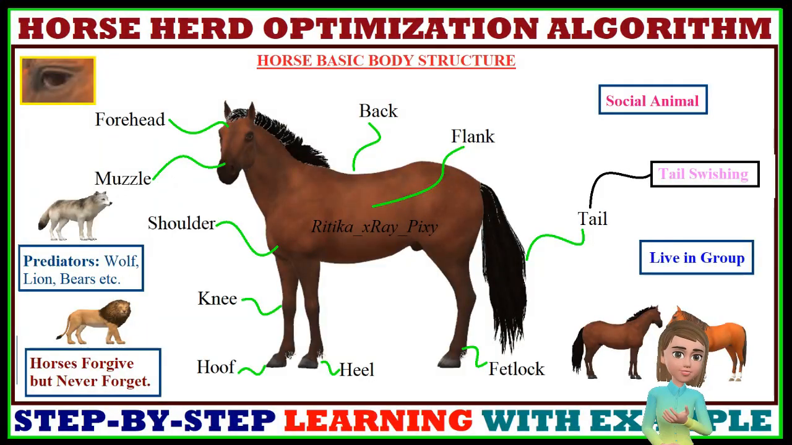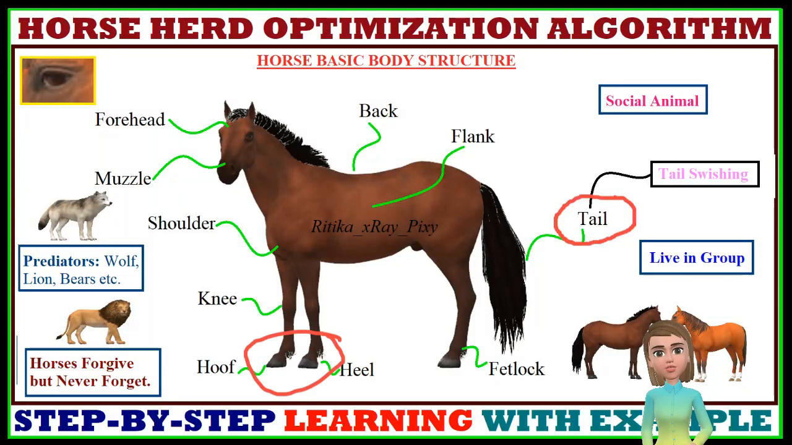This is the horse basic body structure. Horses can communicate with each other through tail swishing, foot stomping, whinnying, touch, mutual smells, grooming, and others. Horse is a social animal and they live in groups, and in the group they follow the dominant leaders. Here you can see the different body parts of the horse: back, flank, forehead, shoulder, knees, and others. Horse is a prey animal and has predators. You can see here wolf, lion, and others.